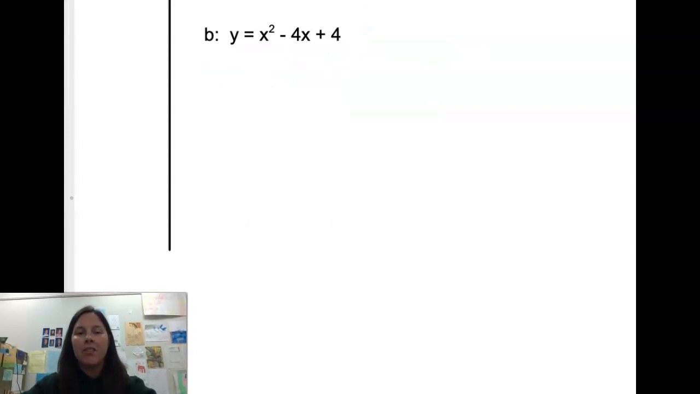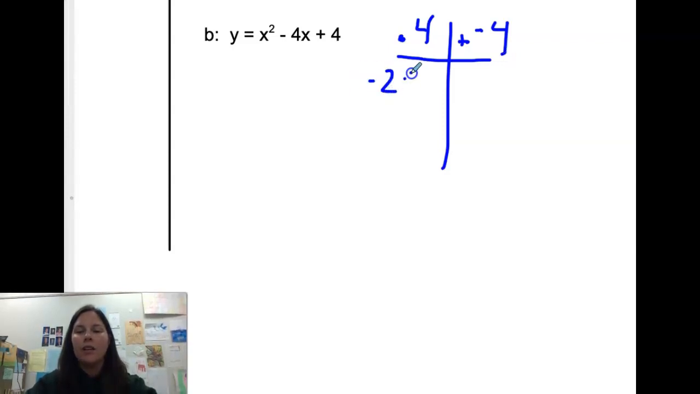Part B, we have an x squared, an x, and a constant, so we can set up our t-chart right away. We're multiplying to 4 and adding to the coefficient of x, that negative 4. What two numbers do that? To multiply to a positive and add to a negative, I need two negatives. So I have negative 2 times negative 2, and negative 2 plus negative 2 gives me that negative 4.